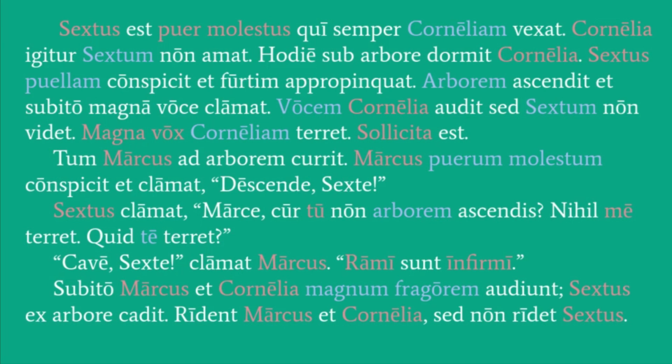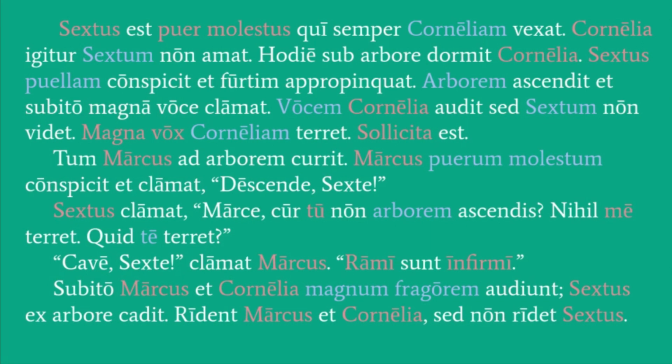Then we have Cornelia igitur Sextum non amat. Cornelia, our subject, non amat, doesn't like Sextus, right? Sextum is the direct object. Igitur means therefore, so you could say therefore Cornelia doesn't like Sextus. Hodie sub arbore dormit Cornelia. So today, Cornelia is sleeping, right? Cornelia is the subject, dormit is our verb. She's sleeping sub arbore, under a tree.